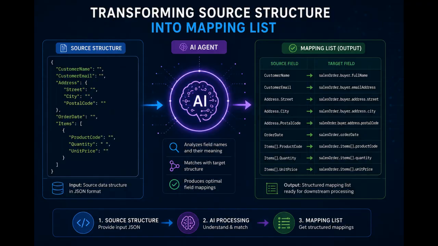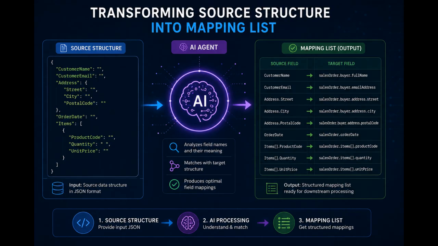One of the most time-consuming tasks in systems integration is mapping data structures between applications. Traditionally, someone has to analyze both structures, identify corresponding fields, and prepare the mapping manually. Now, imagine an AI agent doing this work automatically.